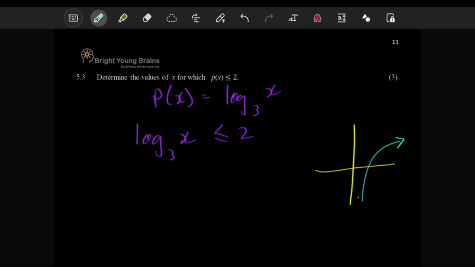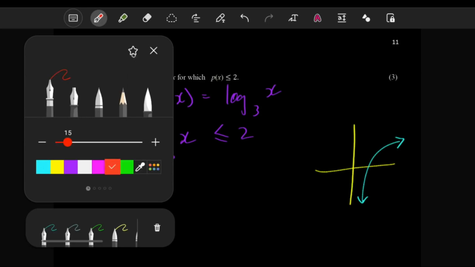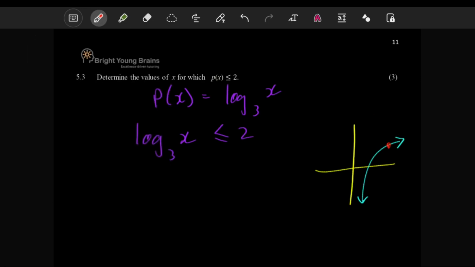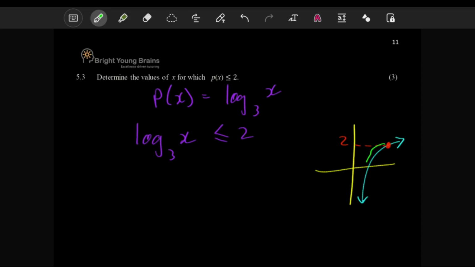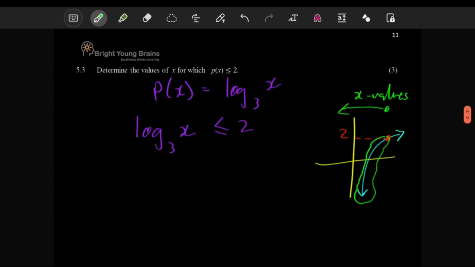Now you want to work out where it is below 2. For that, you have to find out where it's equal to 2 first. Here this will be a y value of 2. The part that is below 2 would obviously be this part over here, and it's the x values from here going to the left. That's the way you're going to answer this question.